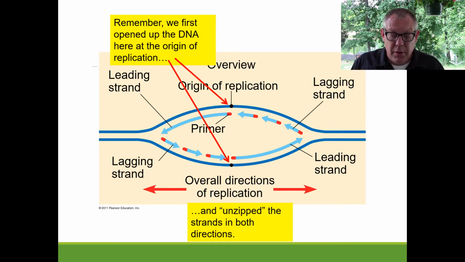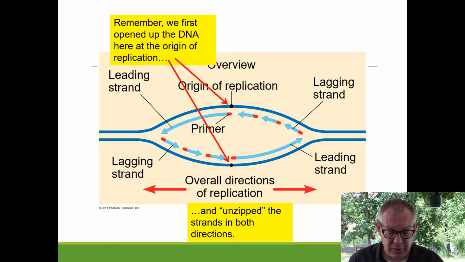Now remember, we opened up the original strand at those origins of replication. And then we unzip the DNA in both directions. And so you see the overall directions of replication, we can go both ways. And so we open it up and we start to copy each strand from that same spot, but we can go in both directions. So it's a lot faster. If we had just started at one end and went in one direction, it would take way too long to copy the DNA.